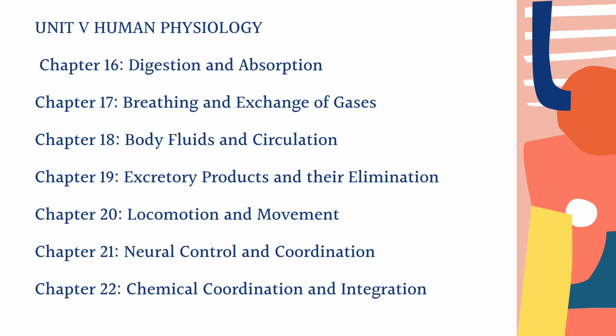Unit 5 is human physiology. All these chapters are very small, under 1.5 hours or maybe 2 hours you can complete learning these lessons. So digestion, absorption, breathing and exchange of gases, body fluids in circulation, excretory products and their elimination, locomotion and movement, neural control and coordination, chemical coordination and integration.